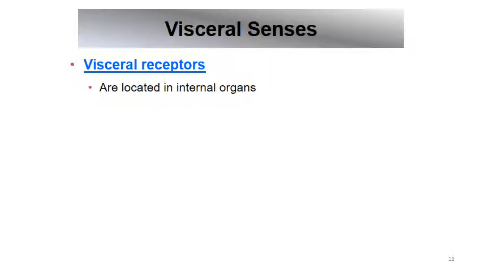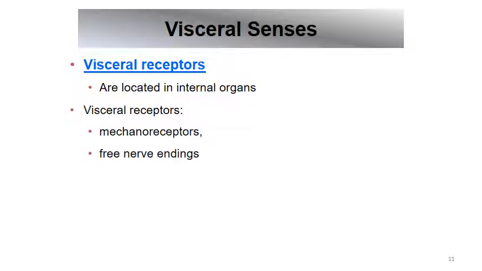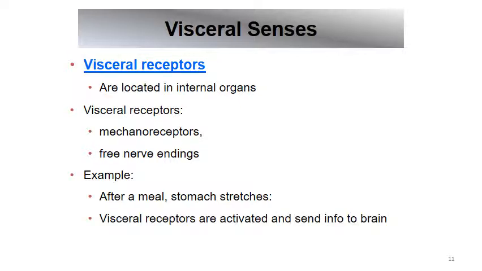Visceral receptors. Visceral means internal organs. So these are the receptors, the nerve endings that pick up information from our internal organs. Mechanoreceptors and free nerve endings are some examples of these.